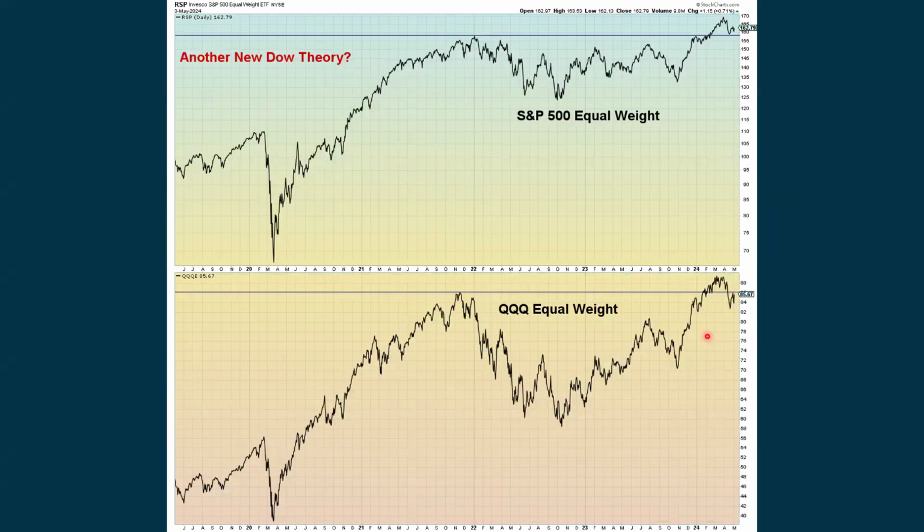Instead of using the S&P 500, why not use an equal weight S&P 500 index? And instead of using the NASDAQ, why not just use the QQQs, which is the NASDAQ 100, and use an equal weight ETF? This has been underperforming. We're coming down under this previous all-time high here, where we're still above the all-time high with the S&P 500. So we're seeing a little bit of negative divergence here.